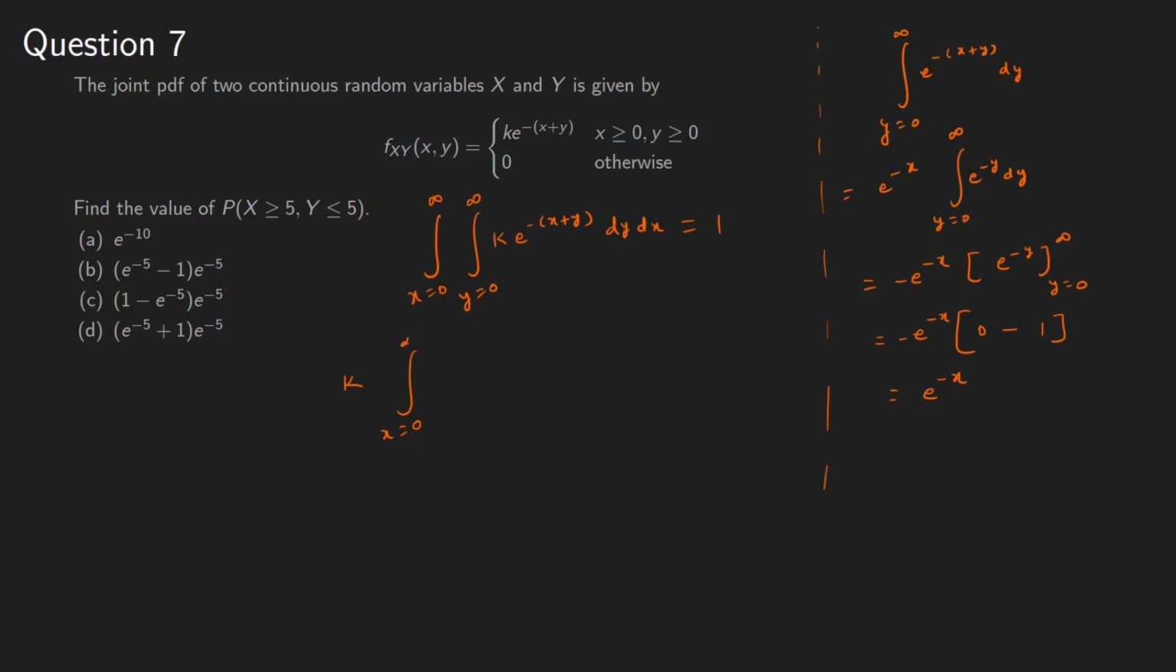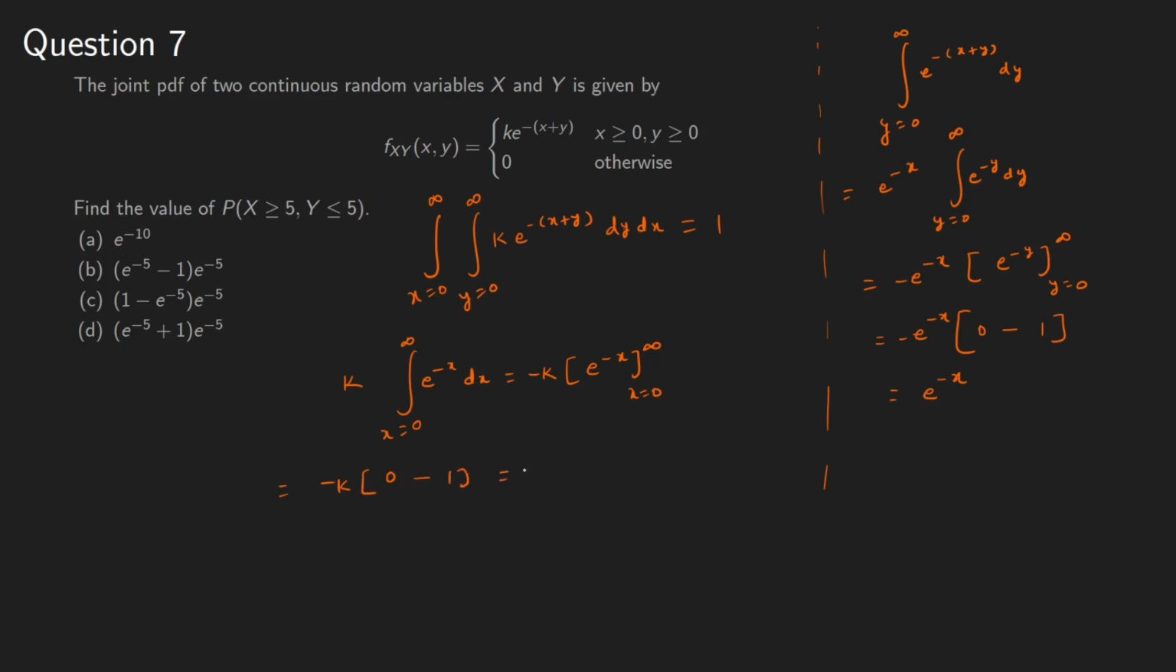x equals 0 to infinity of e raised to the power minus x. When you integrate e raised to the power minus x, it will become minus e raised to the power minus x. So minus 1 again we can take out as a constant, and we will get minus k outside, times e raised to the power minus x integrated from x equals 0 to x equals infinity. So it will be equal to minus k times e raised to the power minus infinity, that will be 0, minus e raised to the power 0, that will be 1.